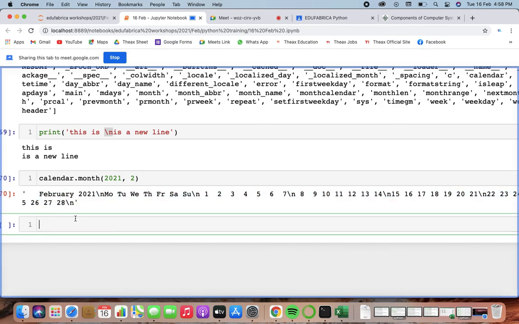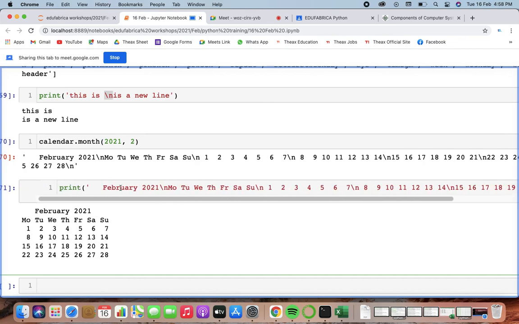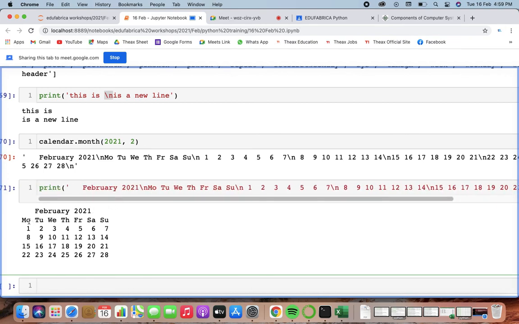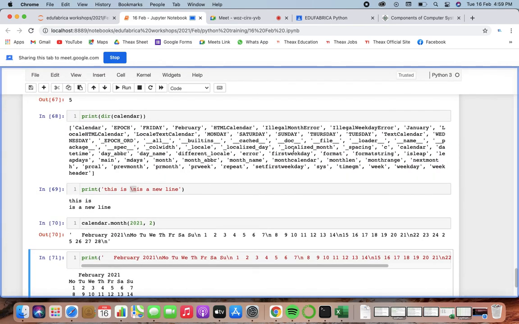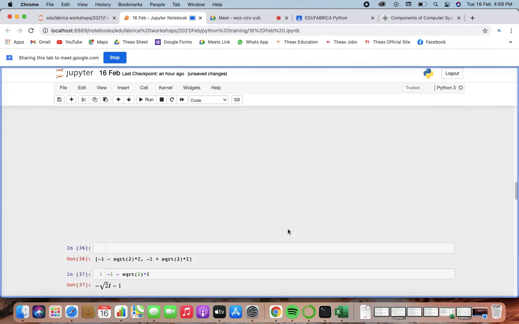So when you write this in a string format, you'll get the printing like this. These are arranged in such a way that you get the output like this: February, then gaps, and then the days. If your month starts from Monday and you want to set another weekday as the first, all the respective things are there: first weekday, month range. Okay, any doubts, whatever we did today? Let me stop the recording.